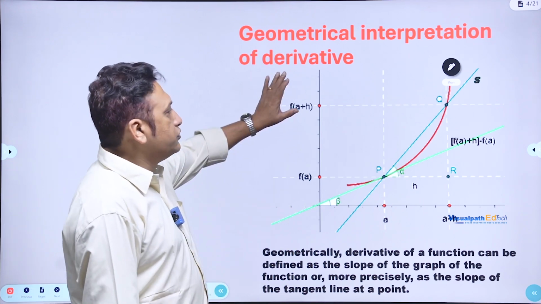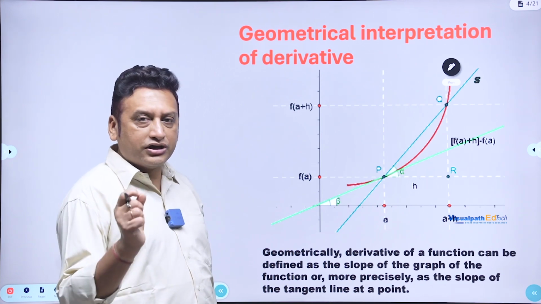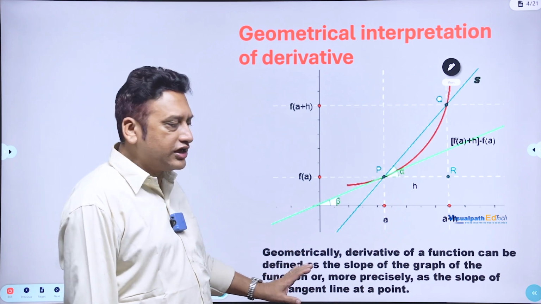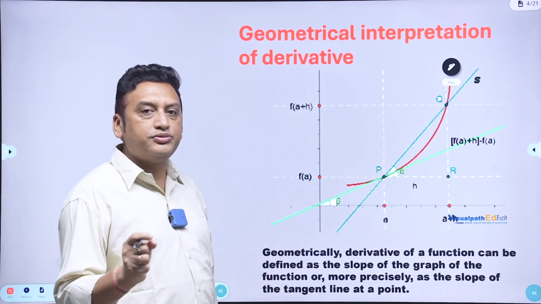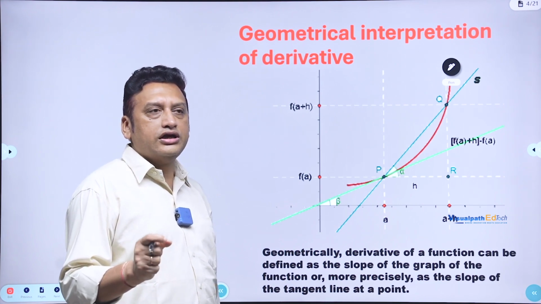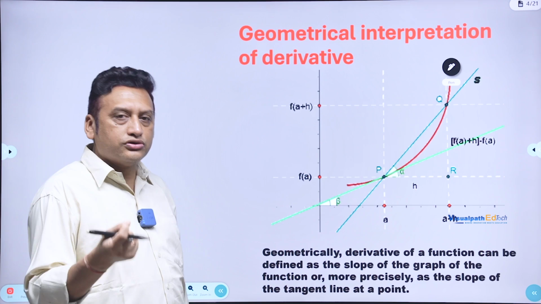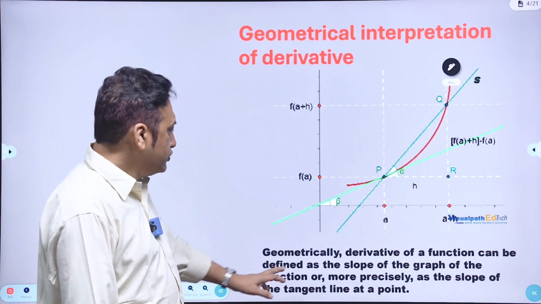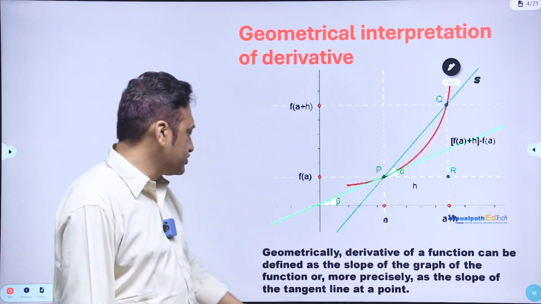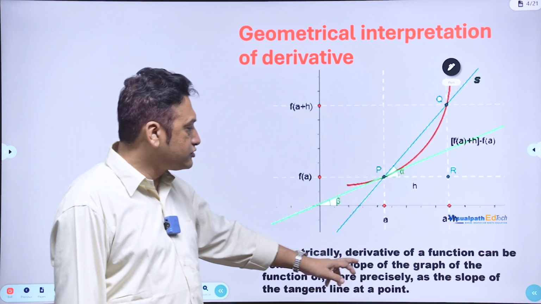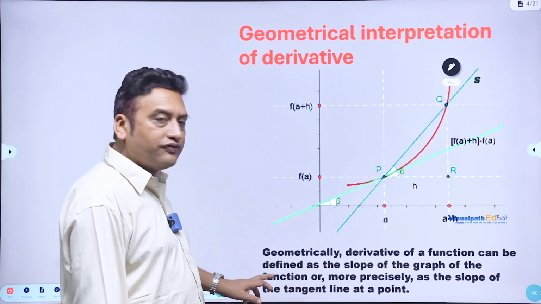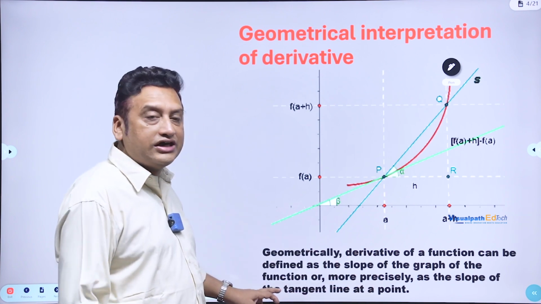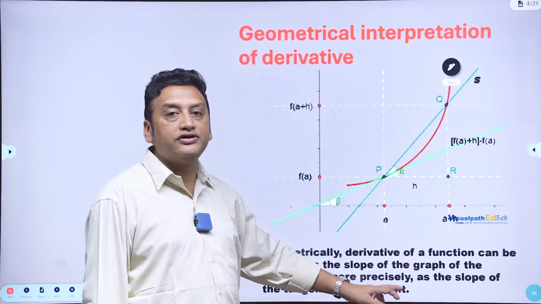So, if we are talking about derivative at a particular point in a given curve, then we actually mean to say the slope, S-L-O-P-E slope, or it is also called gradient sometimes. The slope of the given curve at that given point is what is called derivative. Geometrically, derivative of a function can be defined as the slope of the graph of the function, or more precisely as the slope of the tangent line at a given point.